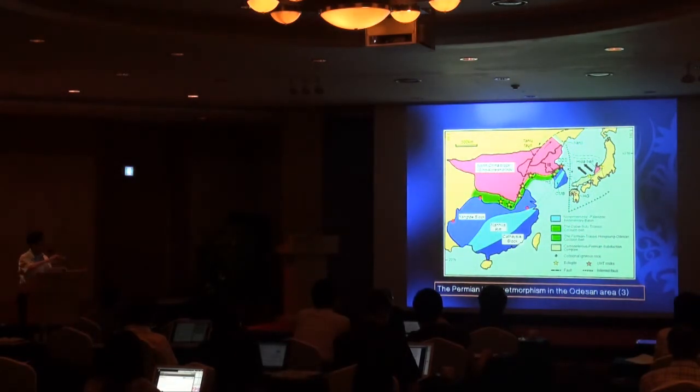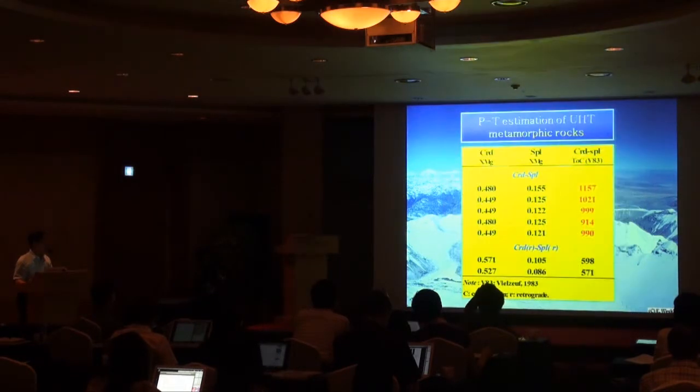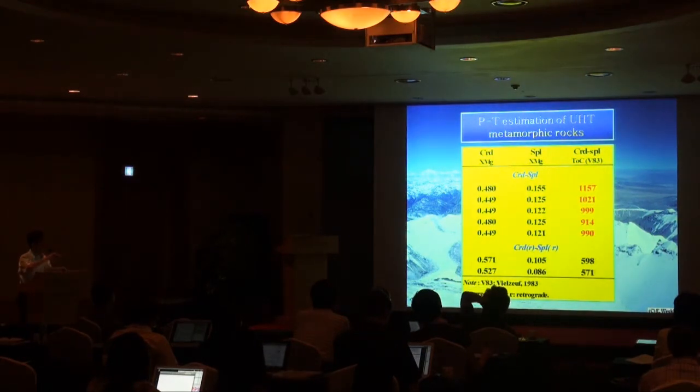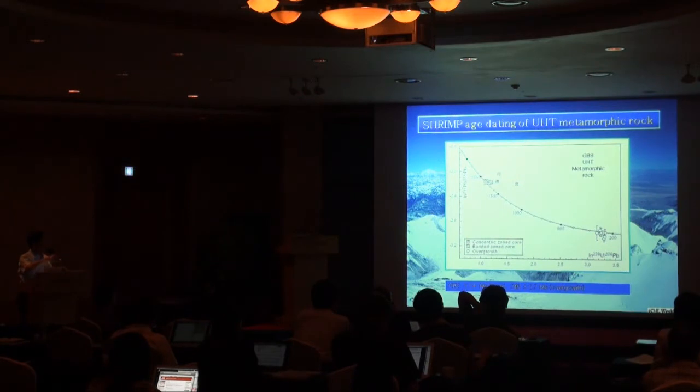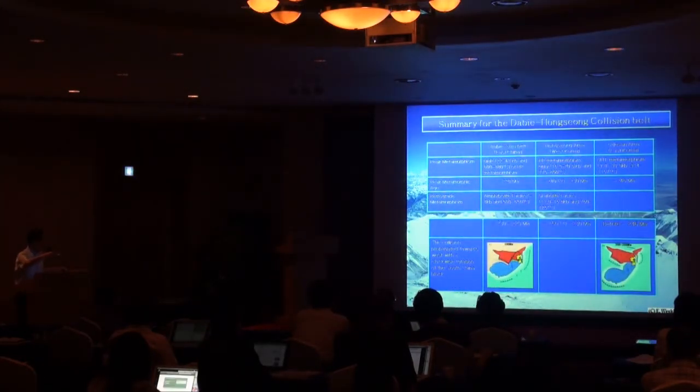And here we found ultra-high temperature metamorphism. So these are the mineral assemblages which indicate the ultra-high temperature metamorphism, which occurs with post-collisional granite. We got very high temperature, higher than 900 centigrade. And it occurs at 245 million years, which means Triassic.